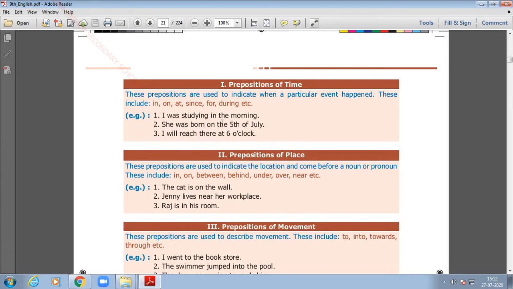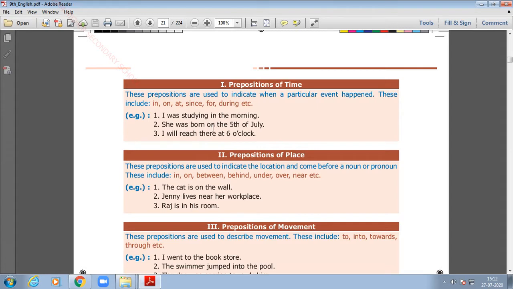She was born on the 5th of July. So whenever you want to denote a day or date, she was born on the 5th. She was born on Monday. But in the month of July, in the year 2000. Now you'll have to understand the usage of time here. You use on with day and date.